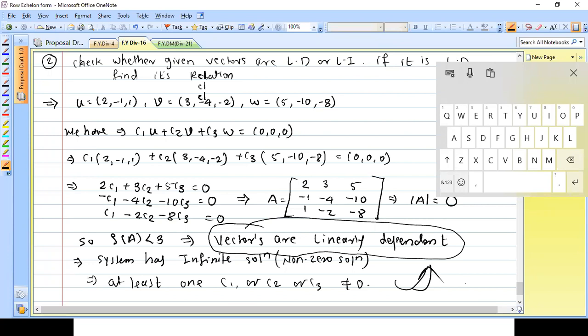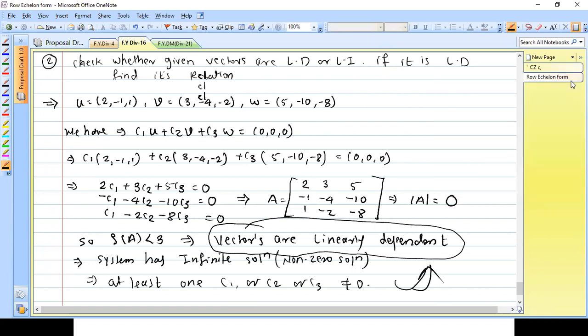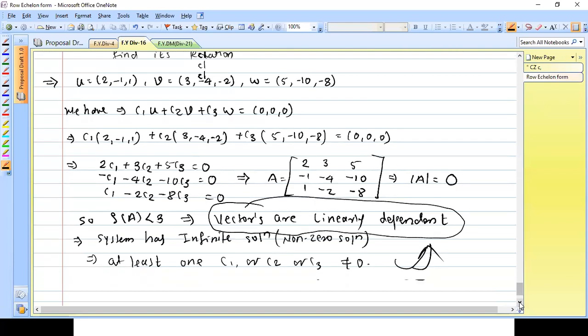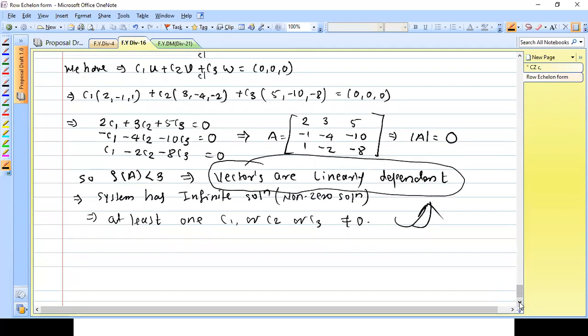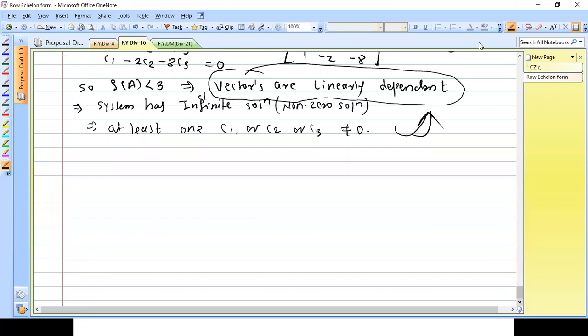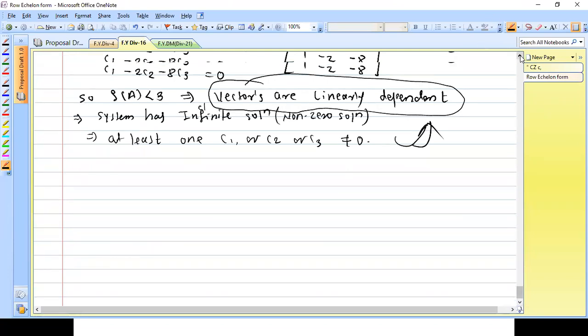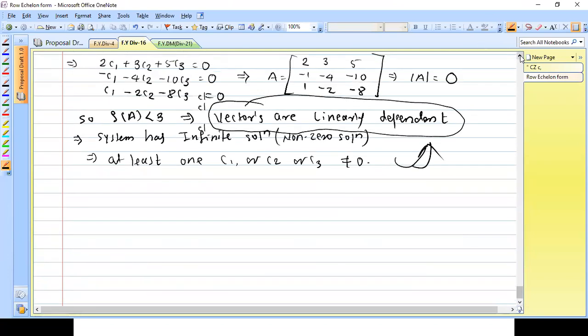But my question is not over here. What is my question? If it is linearly dependent, they mentioned finding the relation between the vectors. So how do we find the relation? For finding the relation, you need to find the values of C1, C2, C3. For that purpose, you need to solve the system now. So write down the augmented matrix. What is your augmented matrix?